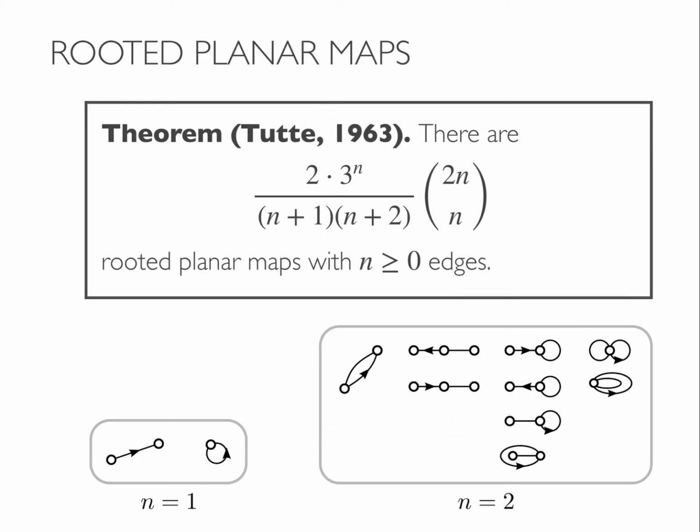Since we view embeddings up to continuous deformations, there are only finitely many planar maps with a given number of edges. Tutte in the 60s actually calculated the precise number. In the bottom left corner, I've listed all planar maps with one edge, and in the bottom right corner, all 9 planar maps with 2 edges. It is usually notationally convenient to make an exception for the trivial map that has one vertex and no edges at all. We interpret this map as a rooted planar map, although it has no edges to be rooted at.